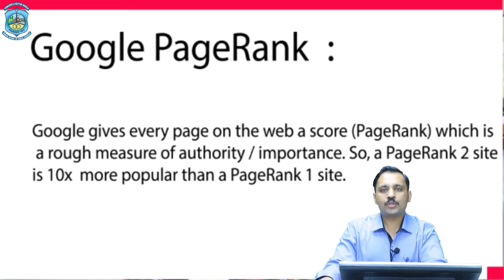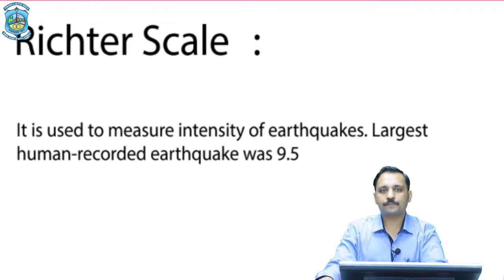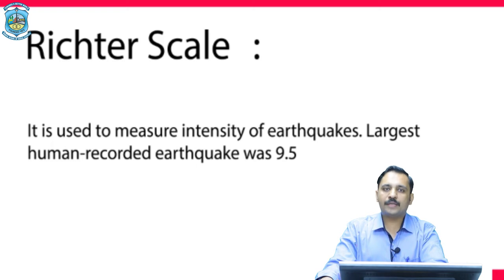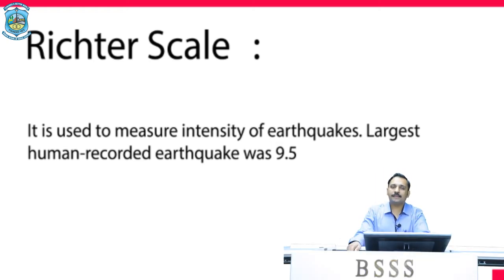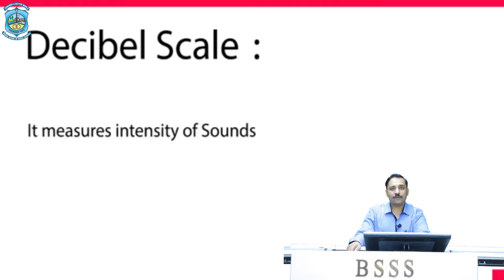Google gives every page on the web a score known as PageRank, which is a rough measure of authority or importance. So, a PageRank 2 site is 10 times more popular than a PageRank 1 site. Another example is the Richter scale. It is used to measure the intensity of earthquakes. The largest human-recorded earthquake is 9.5 on the Richter scale, and it is estimated that the earthquake which caused the extinction of dinosaurs was 13.5 on the Richter scale. Another common scale is the decibel scale, which measures the intensity of sound.